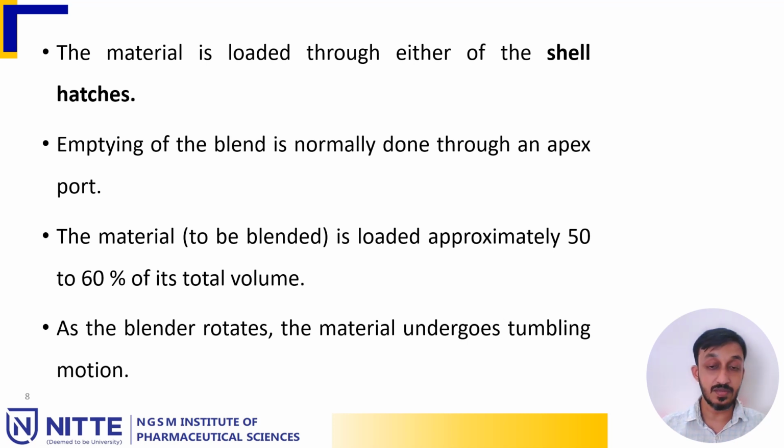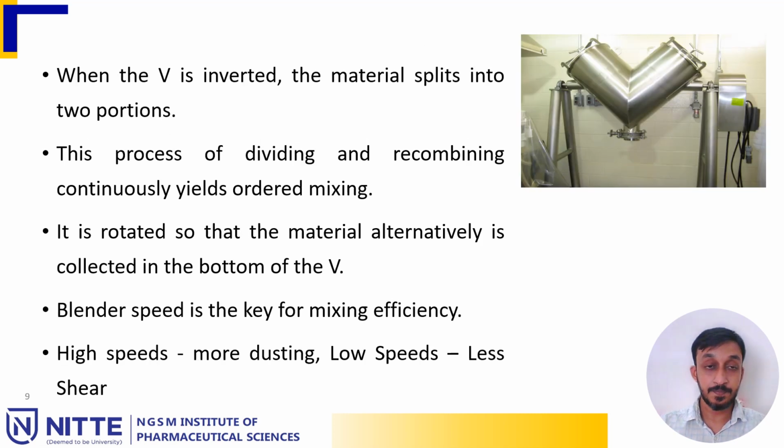As the blender rotates, the material undergoes tumbling motion. When the V shape is inverted, the material splits into two portions. This process of dividing and recombining continuously yields ordered mixing. It is rotated so that the material alternatively is collected in the bottom of the V. Blender speed is the key for mixing efficiency. High speed, more dusting; low speeds, less shear. Hence, we should have a balance in the speed of rotation of a V-cone blender.